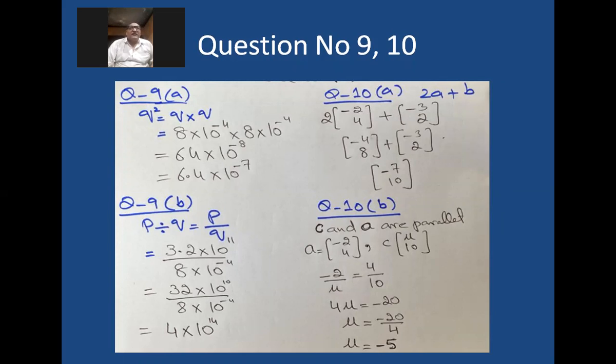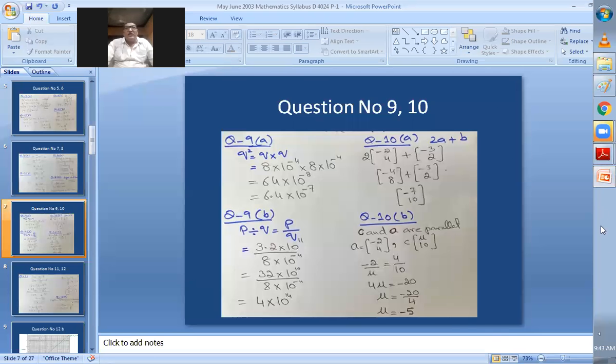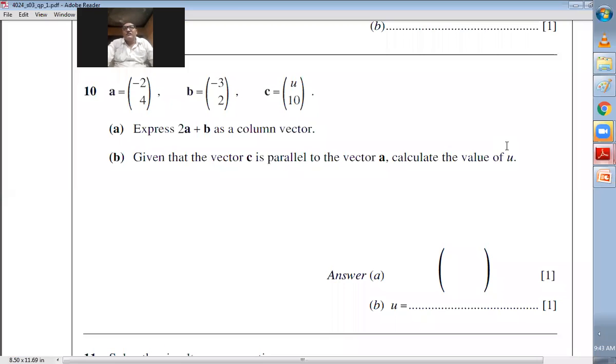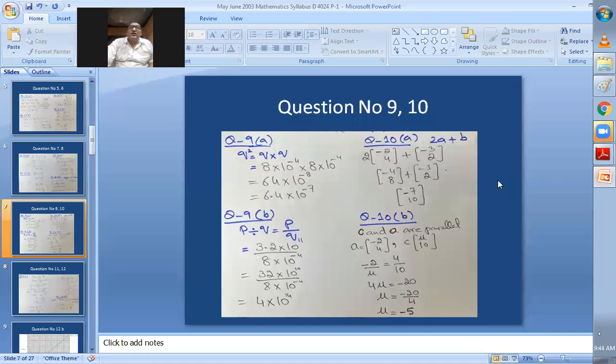So question number 10a part is done. Hopefully you have understood. Let's move to the next part. Given that the vector C is parallel to the vector A, calculate the value of u. We have to calculate the value of u, and he's telling us that these two vectors A and C are parallel to each other. Let me show you how.